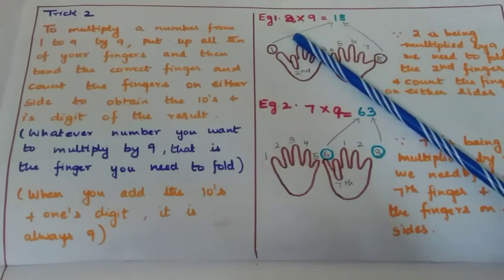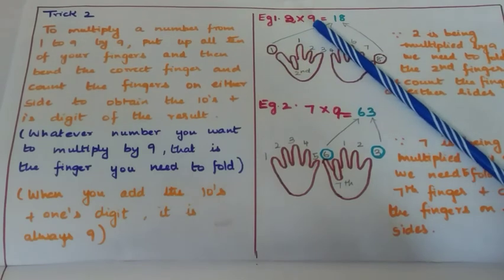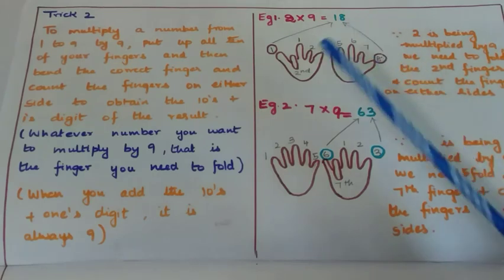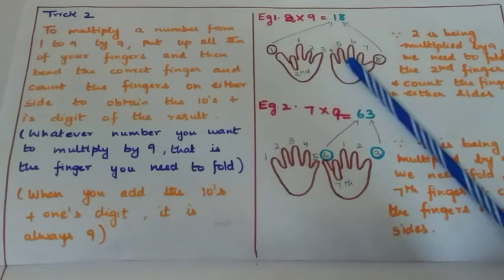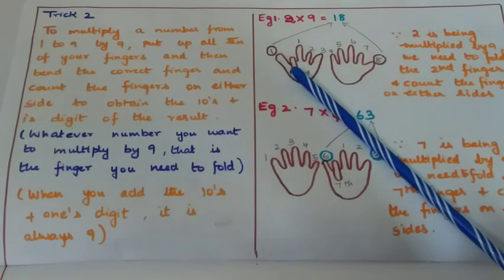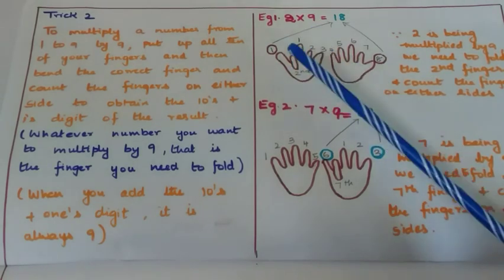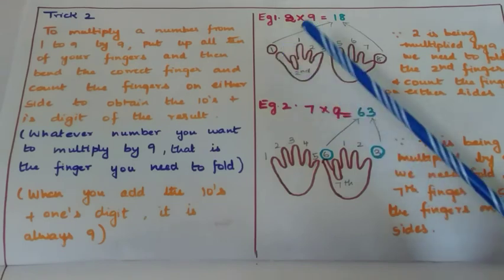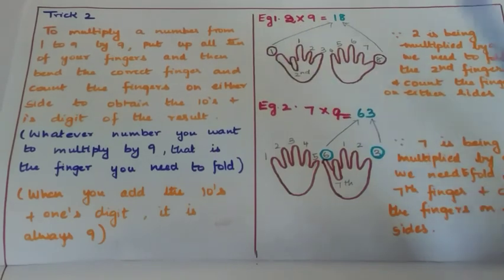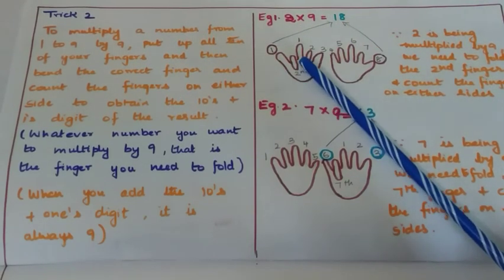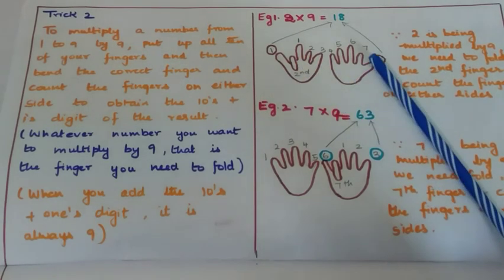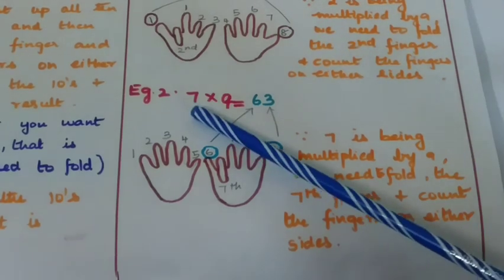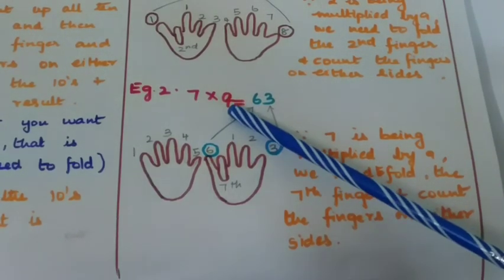Let's take the first example where 2 is being multiplied by 9. Now since 2 is being multiplied by 9, first you need to put up all the 10 fingers and then bend the second finger. The next step is to count the number of fingers before this second finger to find the tens digit of the result, and then find the number of fingers that are after the second finger to find the ones digit.